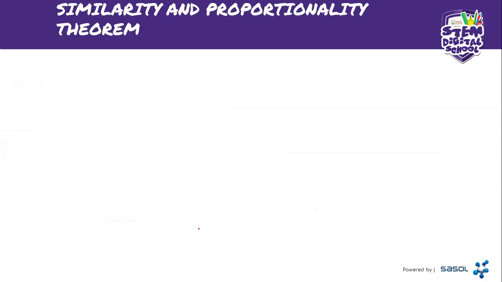Now, I think we're done with the grade 11 Euclidean geometry. And then now we'll be touching on the similarity and proportionality theorem for grade 12. Remember this one, we have dealt with it in grade 12. It was introduced to you in grade 12. So then we'll be looking at this one as well. This is very important.